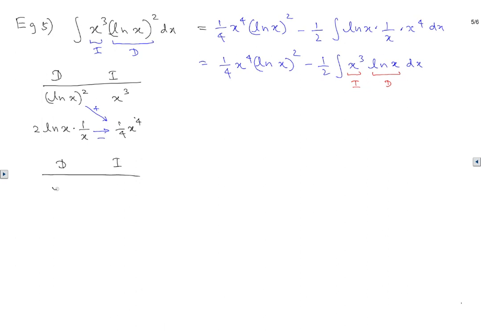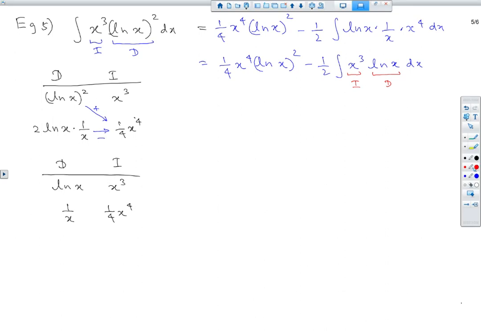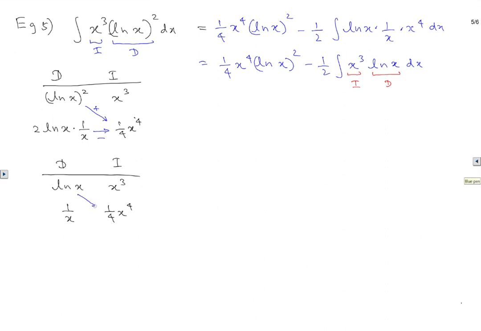So the d is ln x, I is x^3. Take the derivative, 1/x. Take the integral, 1/4 x^4. Now again, as before, we're going to multiply. We're going to stop here because you get a polynomial, so you stop. So we're going to multiply this with the plus sign, multiply that with the negative sign.